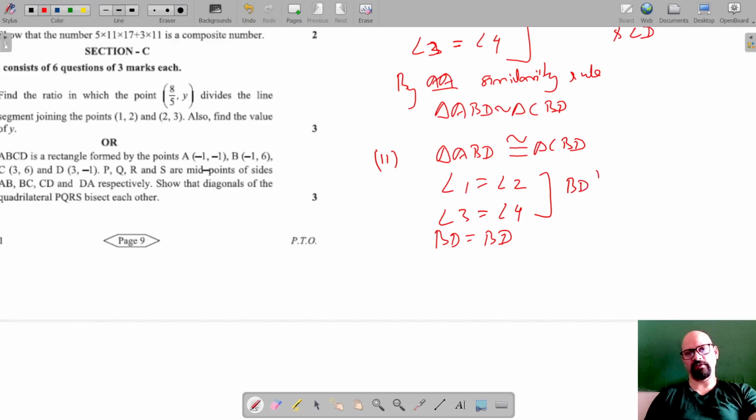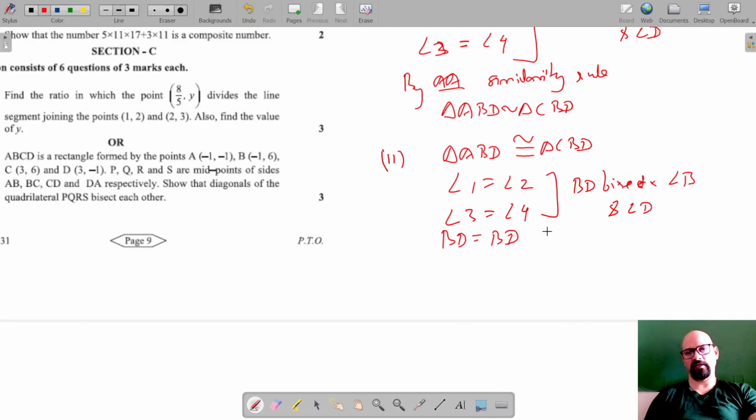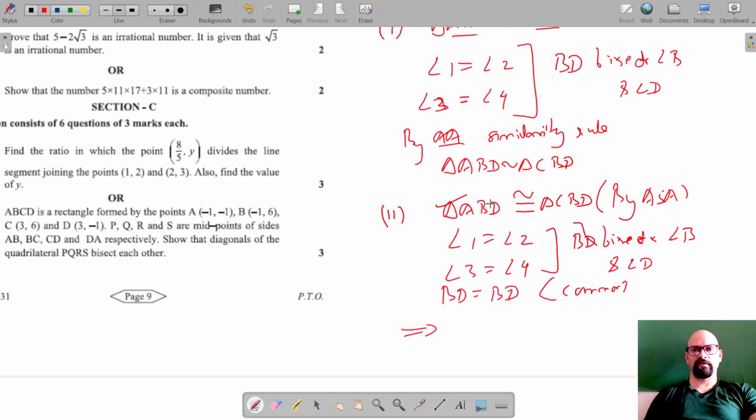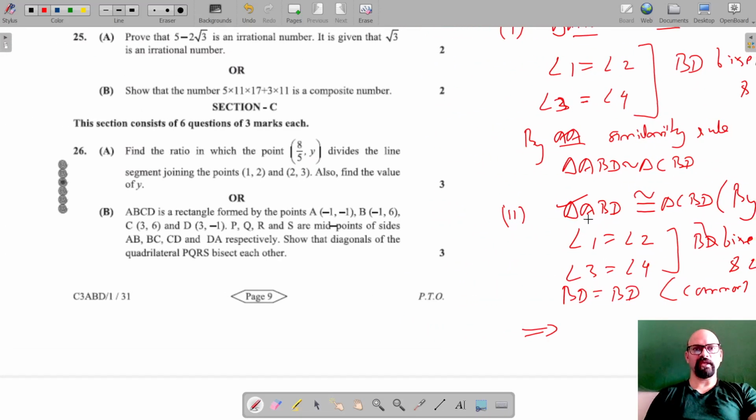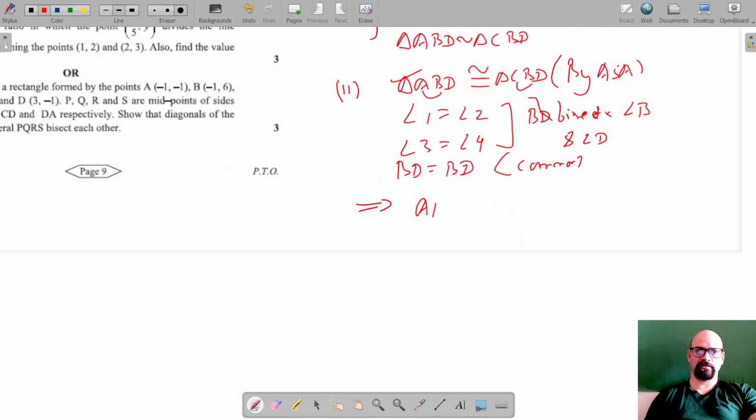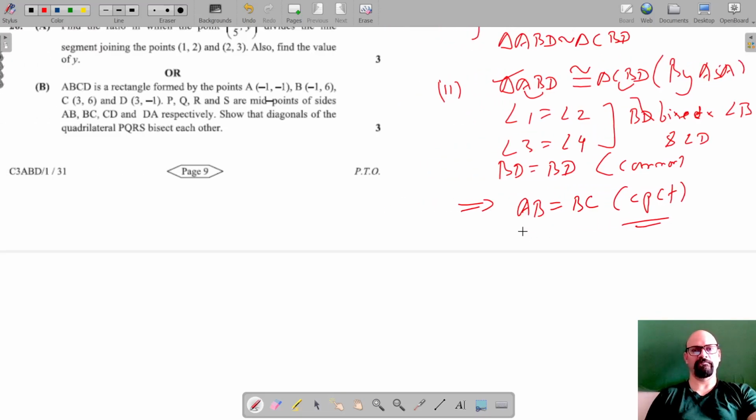So this is because BD bisects angle B and angle D, and BD is equal to BD because it's common. So we can say that by the ASA congruence rule, these two triangles are congruent, which gives us AB is equal to the corresponding side BC. So AB is equal to BC, reason being they are corresponding parts of congruent triangles.